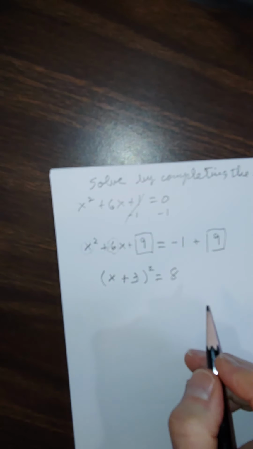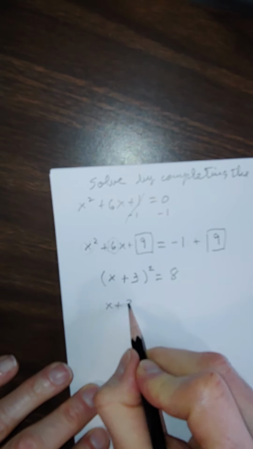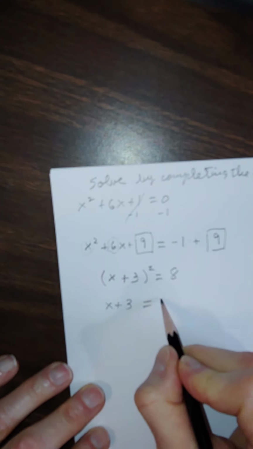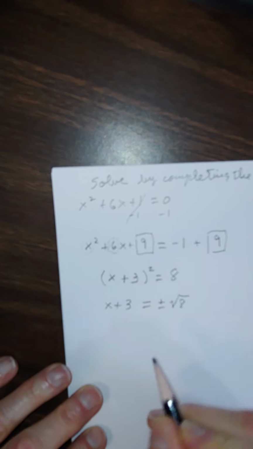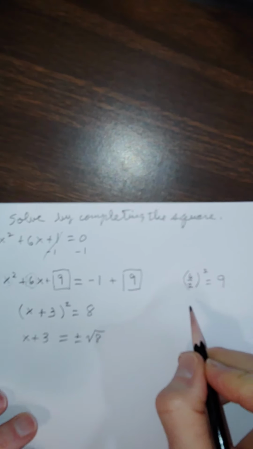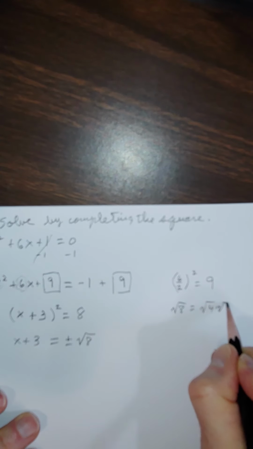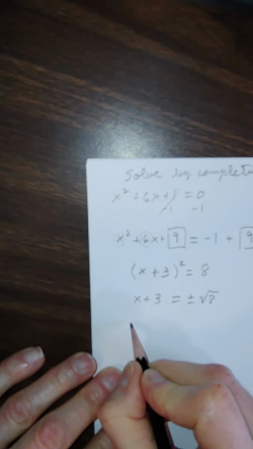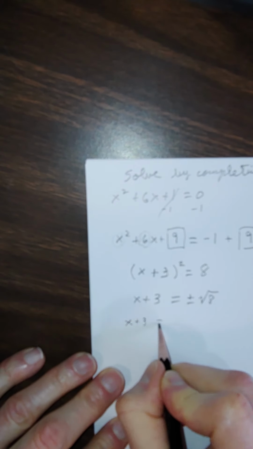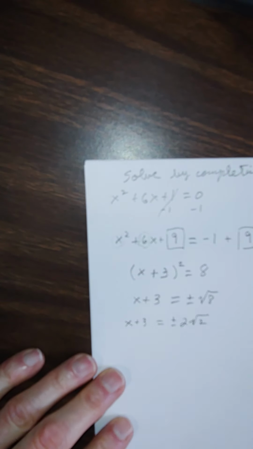Let's just use the square root property now. So just take the square root of both sides, and we get x plus 3 equals, now don't forget the plus or minus. Some students do. Square root of 8. Let's simplify it over here. That's square root of 4 times square root of 2. We know how to do that. That's 2 times the square root of 2. So we end up with x plus 3 equals plus or minus 2 times the square root of 2.